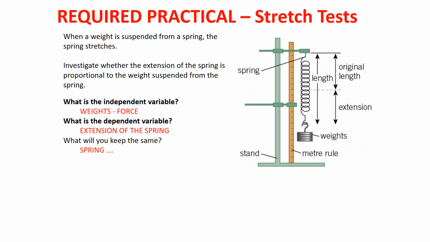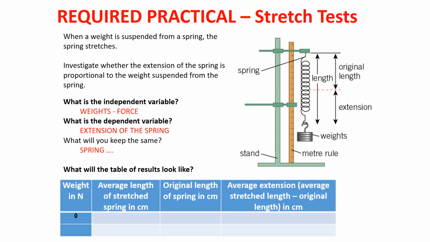And also another one, especially if you're using a really stiff spring, is allow the spring enough time to extend. Okay, so leave it for 30 seconds before measuring the length, and also maybe stop it bouncing up and down, which can be quite tricky, especially some of the cheaper springs. And what will the results table need to look like? So just as we always do, the independent variable goes in the first column, okay?